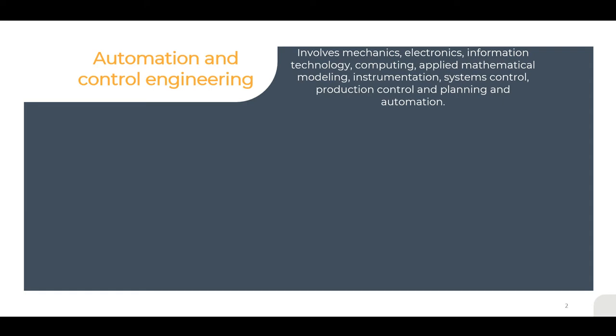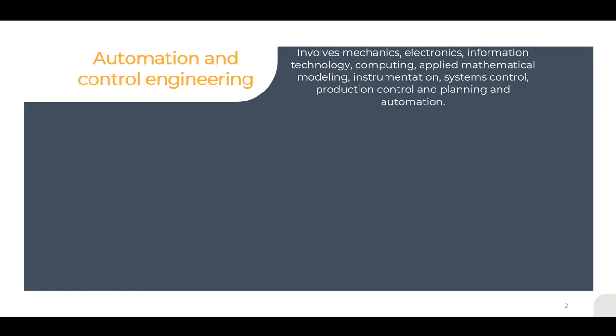And then we definitely need systems control concepts, and then production control. That's where we say we are in a factory where we are producing some drinks or some beverages, or some food or some items that we need to package, and some items that we need to sell in bulk, and stuff. It also involves planning and automation.